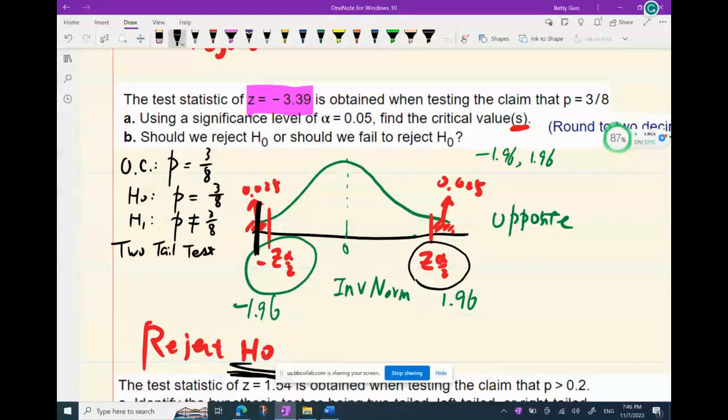Any question about number 2? Let me fix the writing. This is 0.025. This is 0.025. And I need to make this smaller, thinner, so you can see the writing better. Are we good with this one?